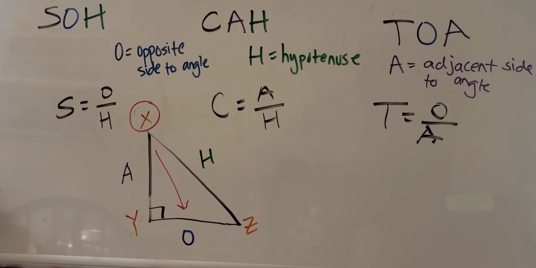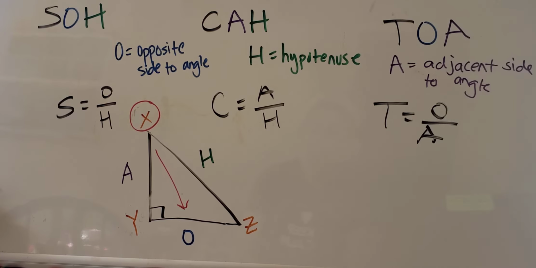All right, here we go. So in this right triangle, I have angles X, Y, and Z. We never use trig ratios for right angles, so I would never use it for angle Y. Okay, but here's an example. Suppose we're looking at angle X. Notice I labeled the hypotenuse H.